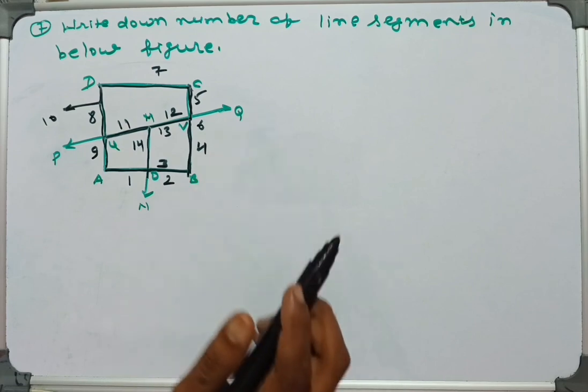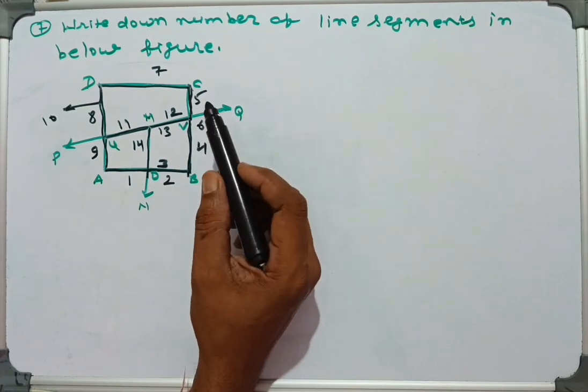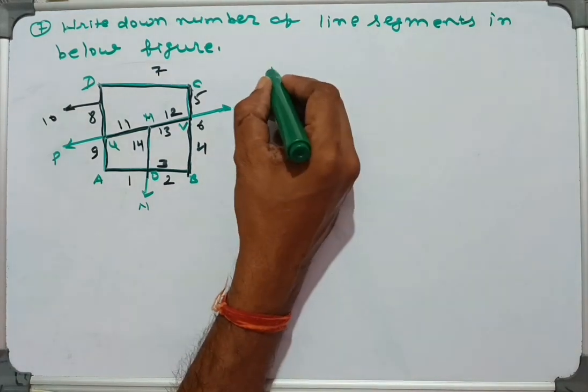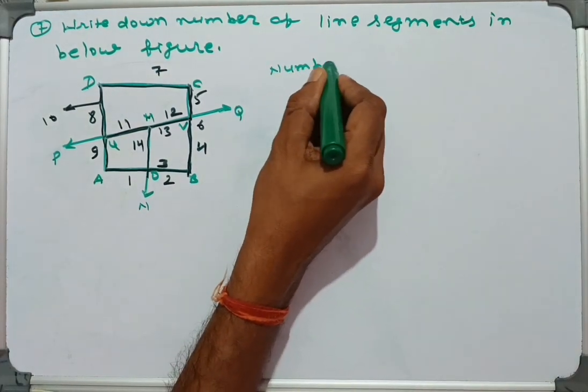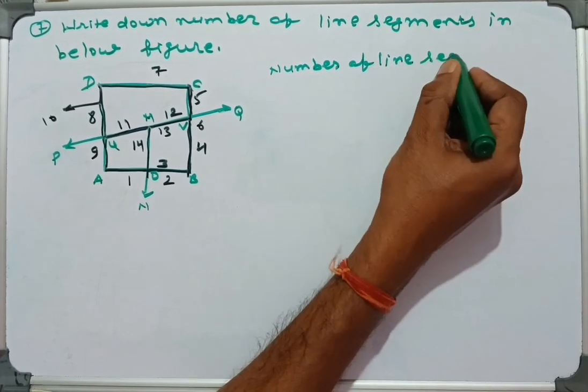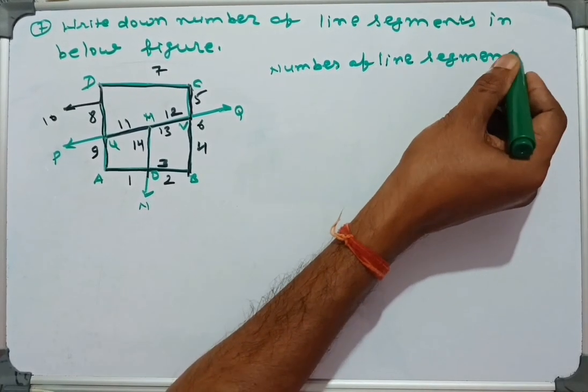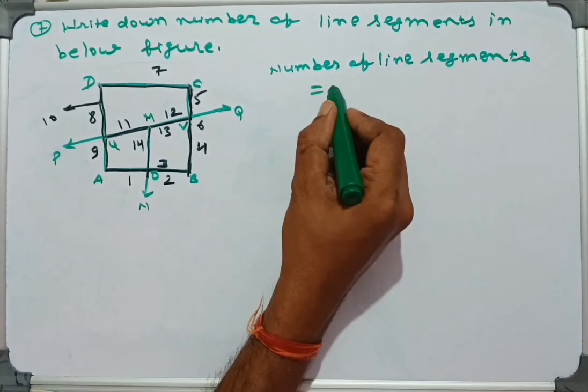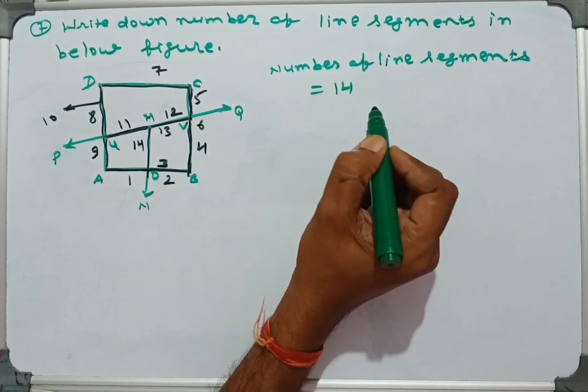So the total number of line segments in this figure is 14, hence the answer is the number of line segments, or you can say segments. So the answer is 14 here.